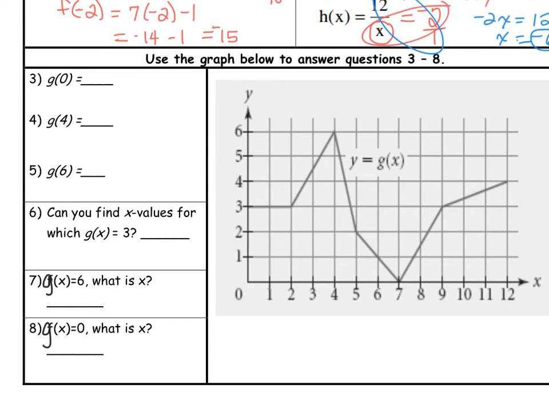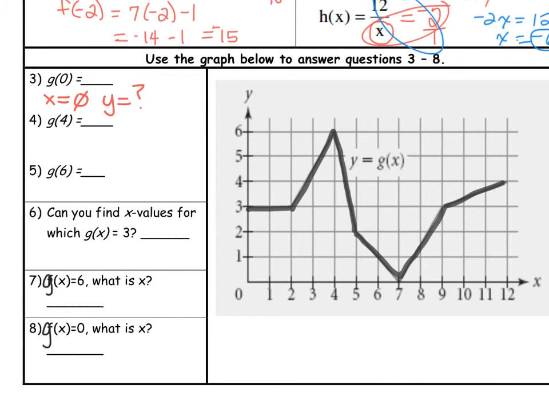And just to highlight the graph so we can see it a little better, here is the graph g of x. And we know it's a function, 1, because I told you, and 2, because it passes the vertical line test. So question number 3 says we want to find g of 0. So when x is 0, what is y? That's what we're looking for.